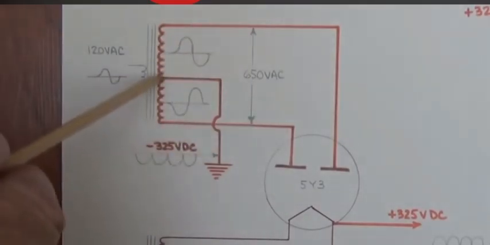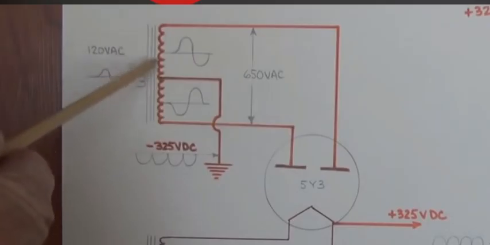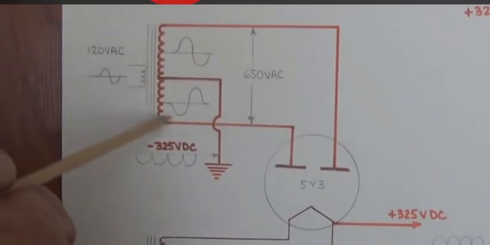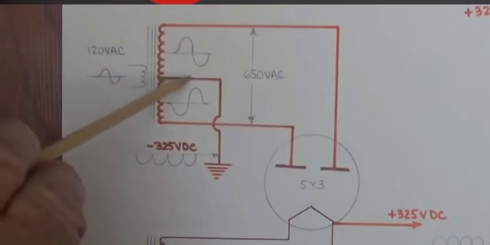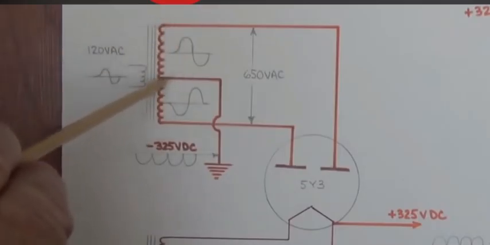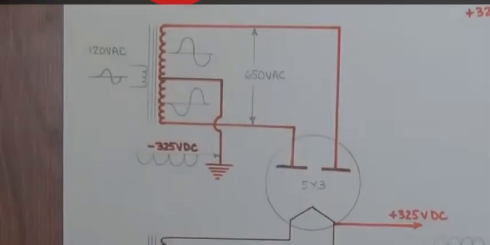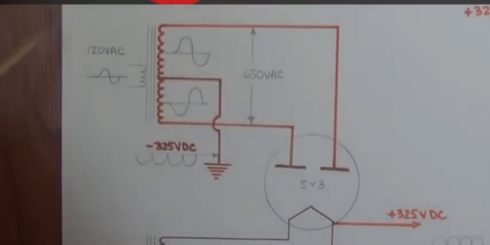The other thing about this that's a little unusual is that the high voltage winding has a center tap, and that's exactly what it looks like. There is another wire connected to the coils, but right in the middle. It divides the 650 volt secondary into 2 325 volt halves.